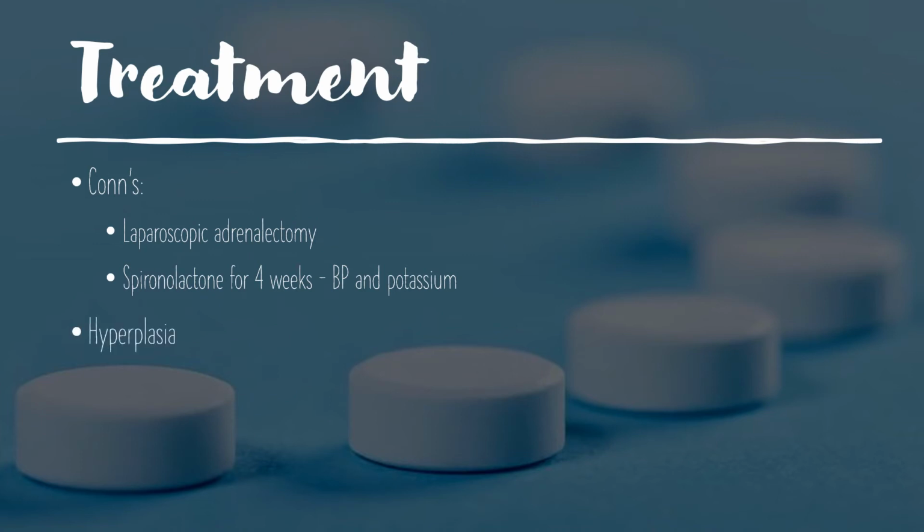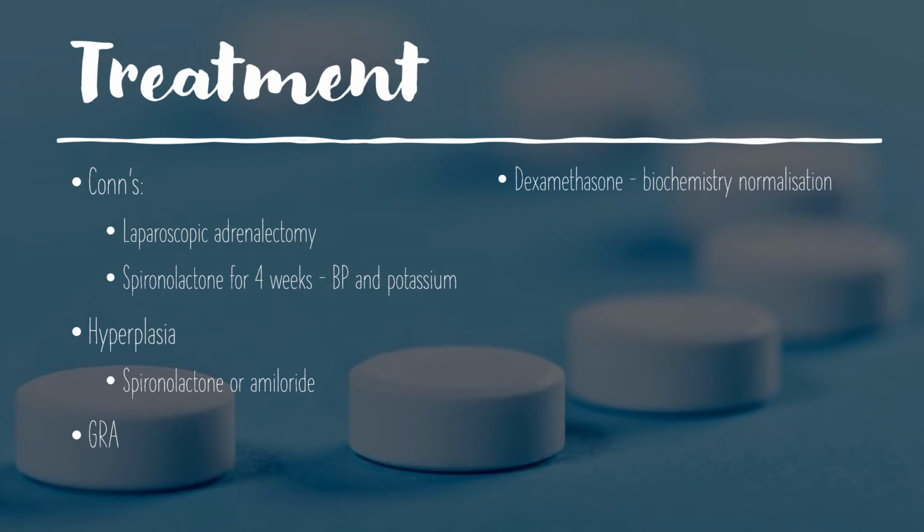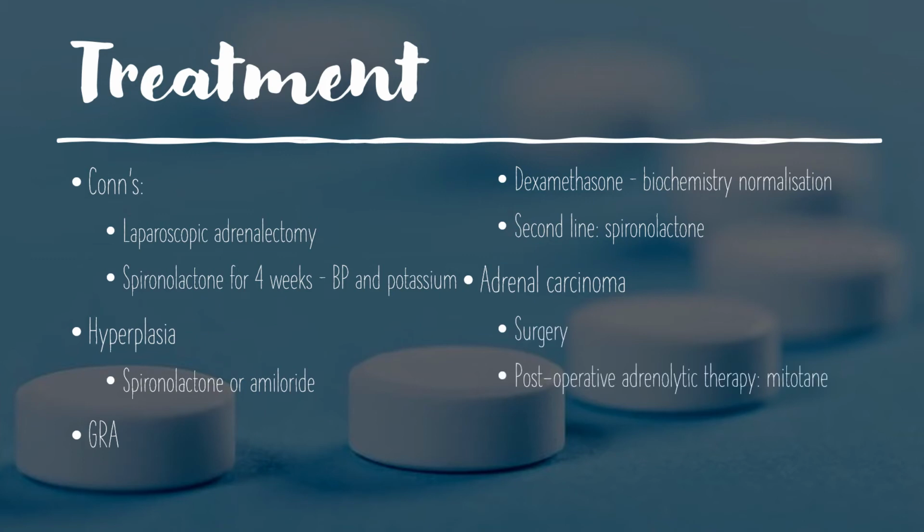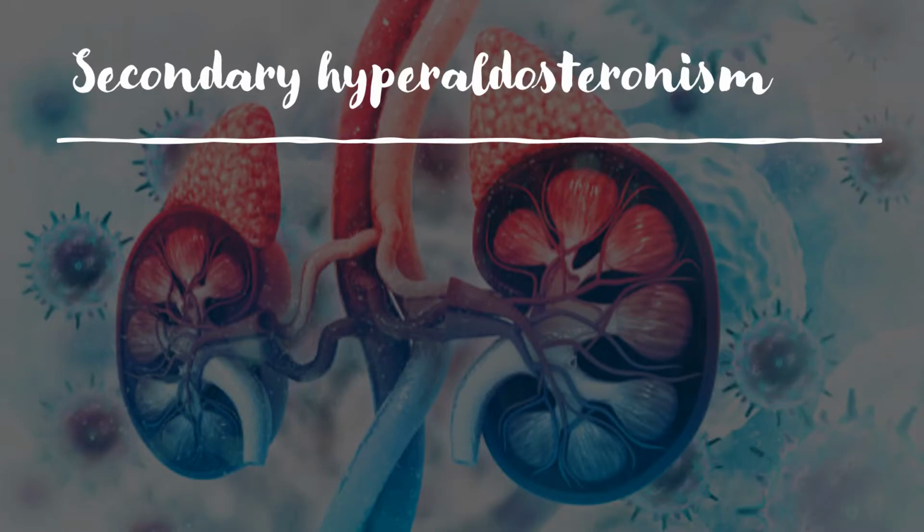For hyperplasia, you would again treat with spironolactone or amiloride. In GRA, you can use dexamethasone in order to normalise the patient's biochemistry, but this doesn't always treat the blood pressure. If the patient is still hypertensive, you can give spironolactone as an alternative. Lastly, if it's caused by an adrenal carcinoma, you need to resect the cancerous lesion and give mitotane as post-operative adenolytic therapy.